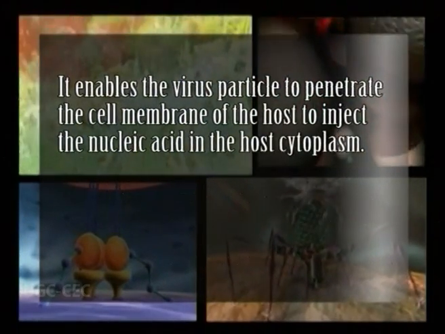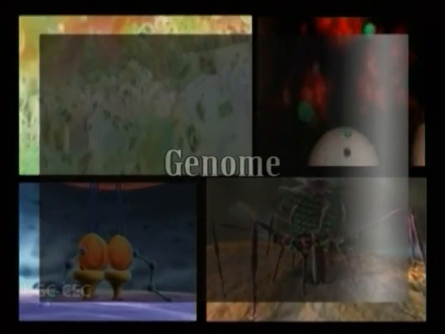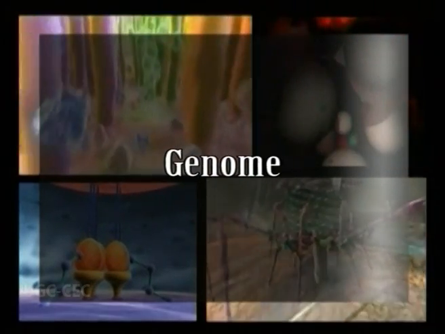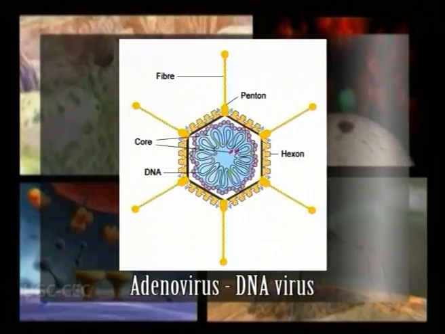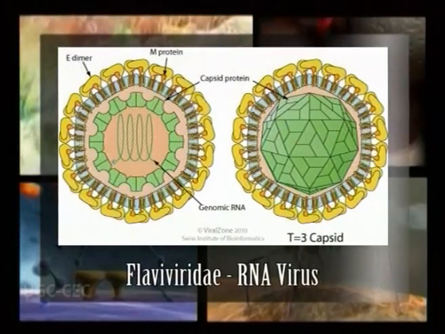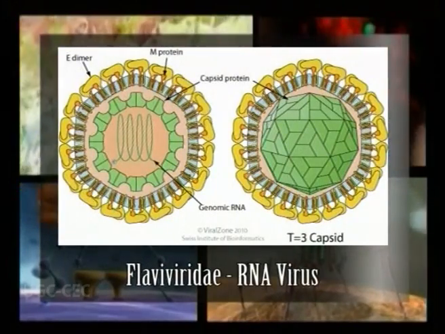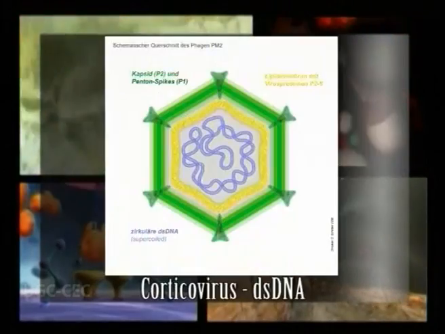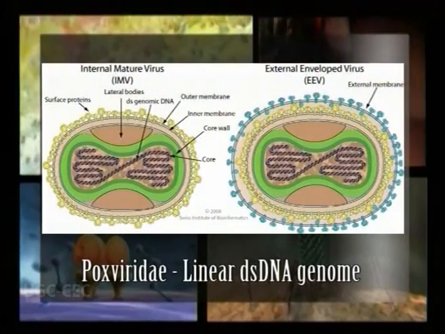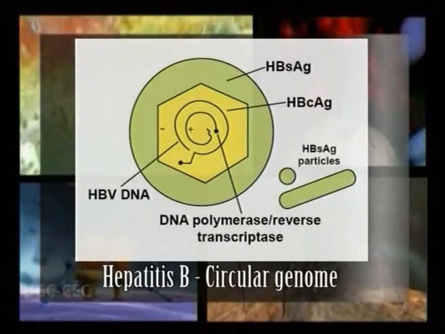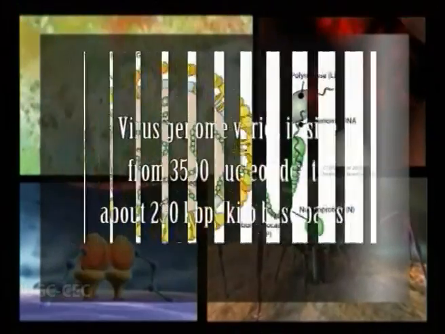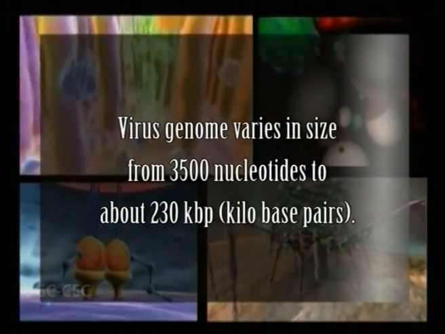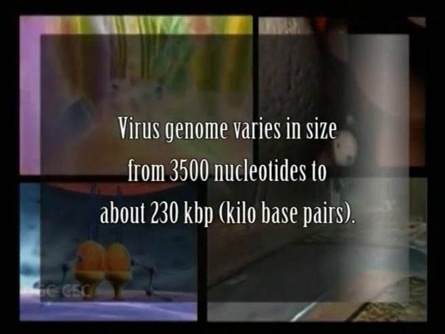Now, genome. Unlike other organisms, viruses show a great variation in their genome. Primarily, viruses possess either DNA or RNA as their genetic material, but never both. It may be single-stranded or double-stranded. It can be linear, circular, or segmented. The virus genome varies in size from 3,500 nucleotides to about 230 kilobase pairs.